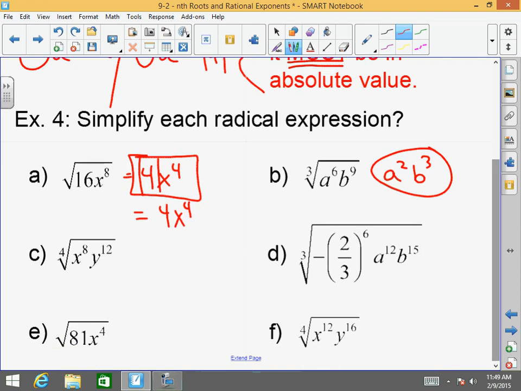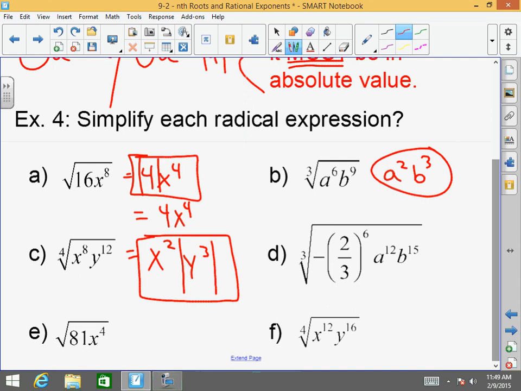For C, I've got the fourth root of x to the 8th, y to the 12th. So that's going to equal x squared, y cubed. Since I pulled out an odd exponent from an even root, the y cubed must be an absolute value.